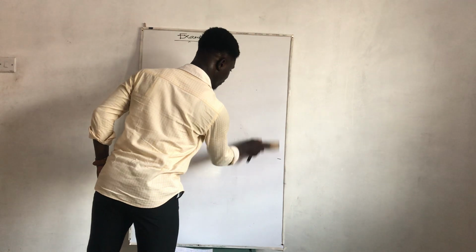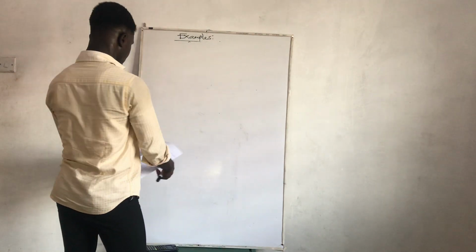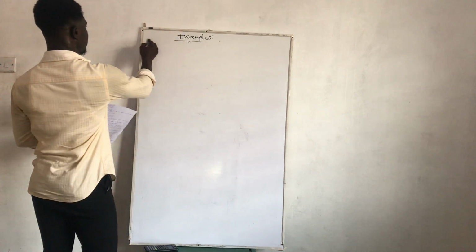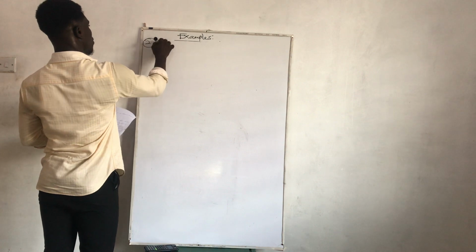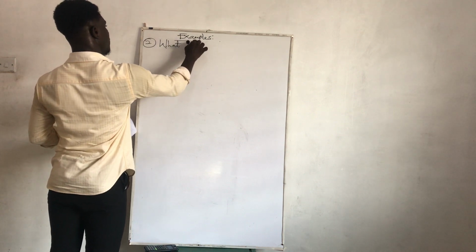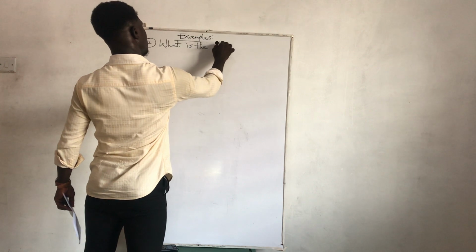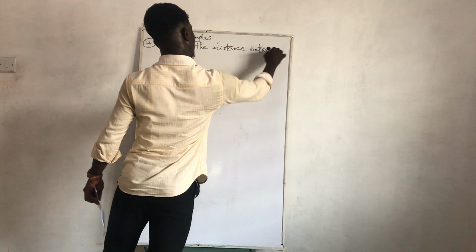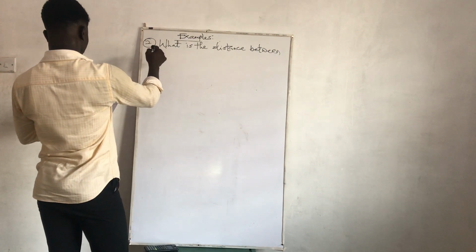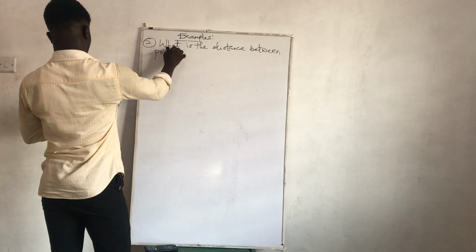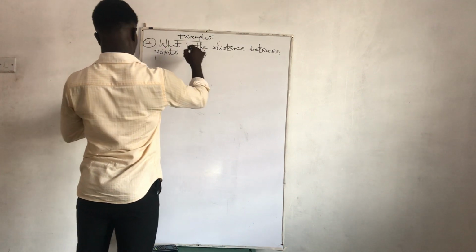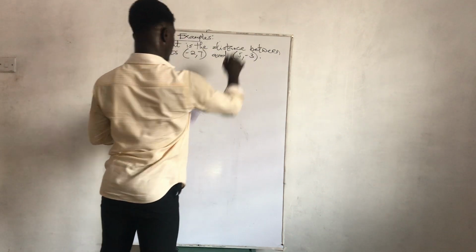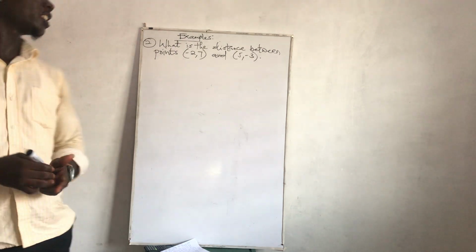So our next example, example 2, reads: what is the distance between points -2, 7 and 5, -3? So what is the distance between that?